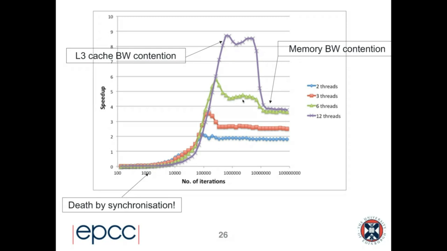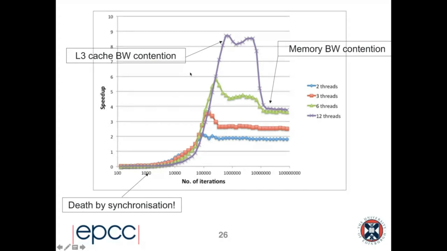And as the data size gets bigger, I move over to the right here, eventually the data no longer fits in the level 3 cache. So I'm contending for main memory bandwidth, and that's even worse. Okay. So I get less than 4 times speedup on 6 threads. And then you can see the same kind of effects for 12 threads as well.